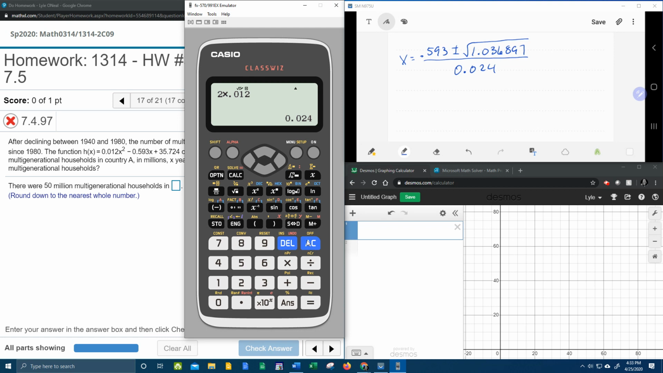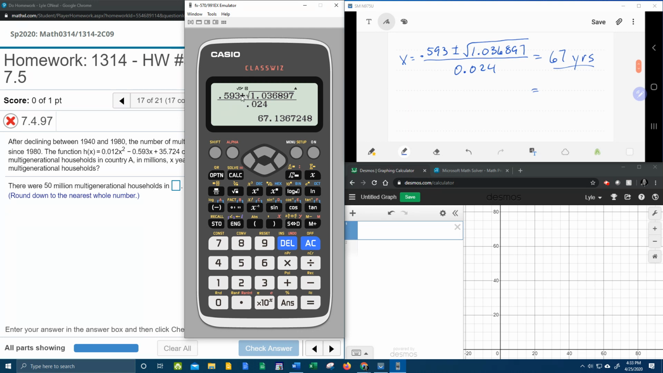So to show you how to do that on our calculator here, we're going to start with our fraction button. We're going to do 0.593. And let's do the plus first. Plus square root 1.036897. And then move down all over 0.024 equals 67, and that is 67 rounded to the nearest whole number. So this is going to equal 67. Remember, that's years.